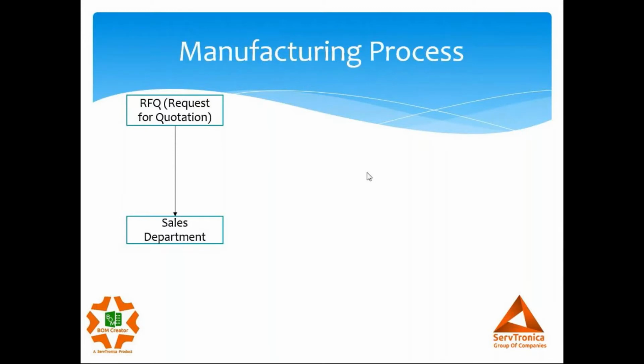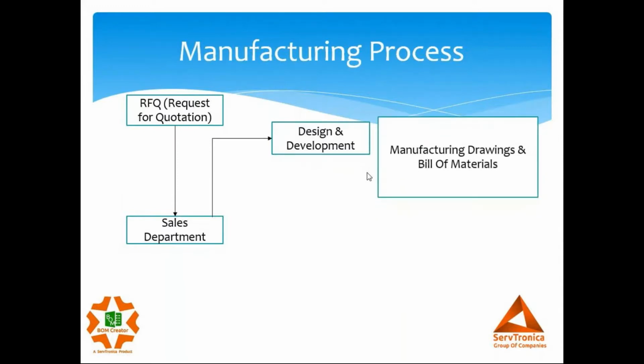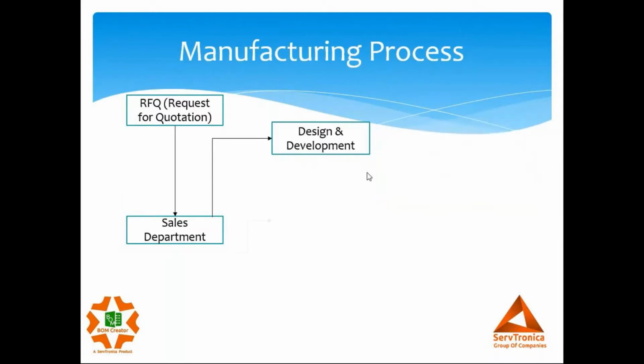An RFQ is given to the sales department, and this actually goes to the design development department. Why the design development department? Because it has to be checked whether I have given a similar kind of machine in the past 10, 15, 20 years, if we have made something similar, or how we can make this kind of thing. Because any machine has to be designed and developed by a design department. So the major responsibility of the design department becomes making the manufacturing drawing and preparing the bill of materials.